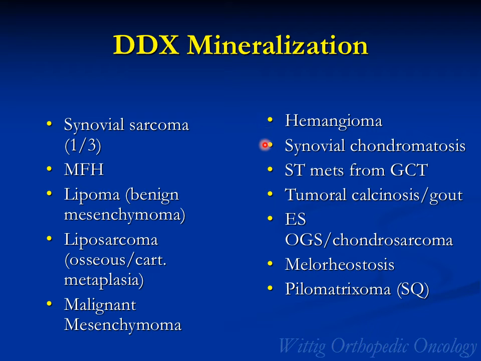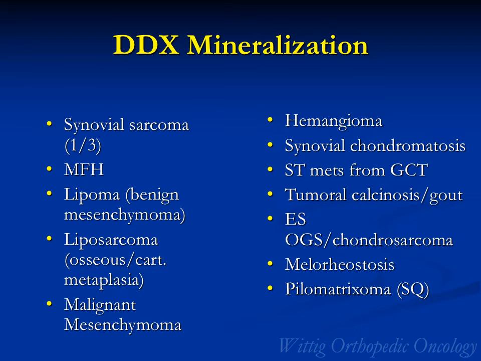hemangiomas, synovial chondromatosis, soft tissue metastases from a giant cell tumor or a soft tissue recurrence from a giant cell tumor. Tumoral calcinosis and gout can both demonstrate mineralization. Extraskeletal osteogenic sarcoma and extraskeletal chondrosarcoma. Melorheostosis, which can present with a calcified soft tissue mass.